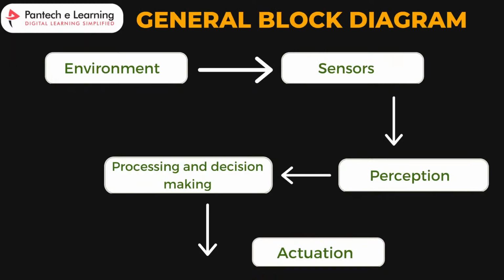So this is the main simple block diagram to understand the autonomous vehicle. The general working of an autonomous vehicle.